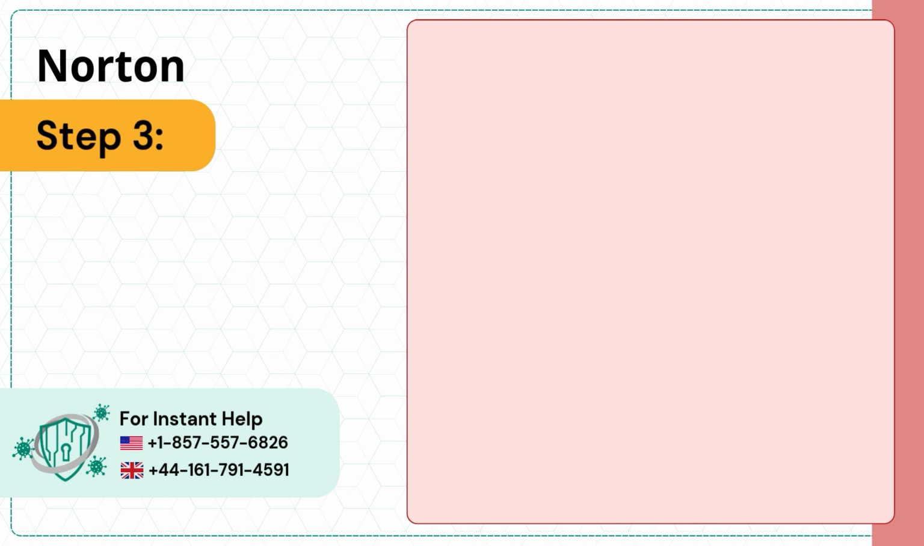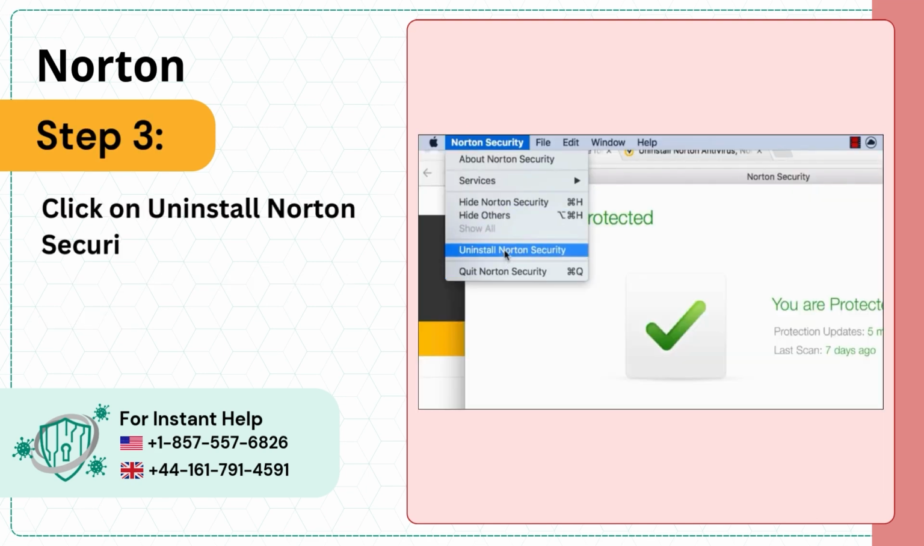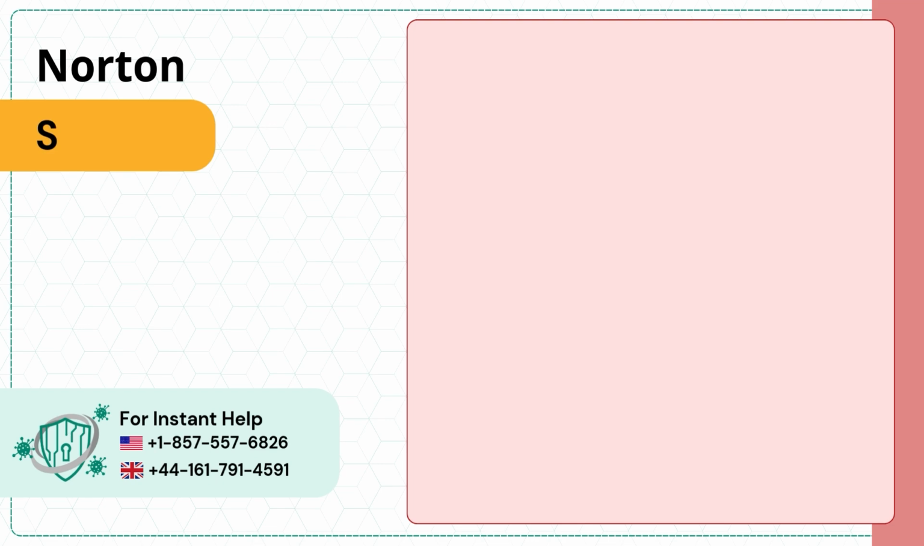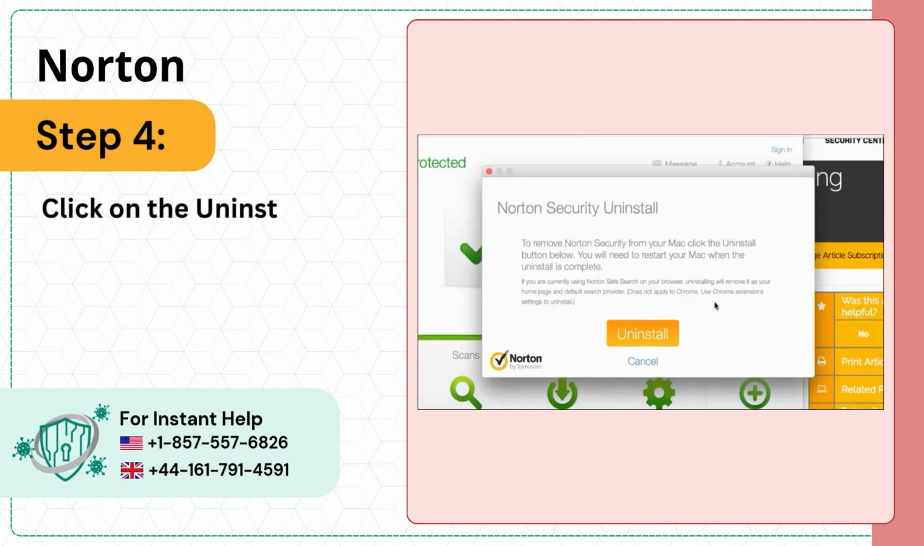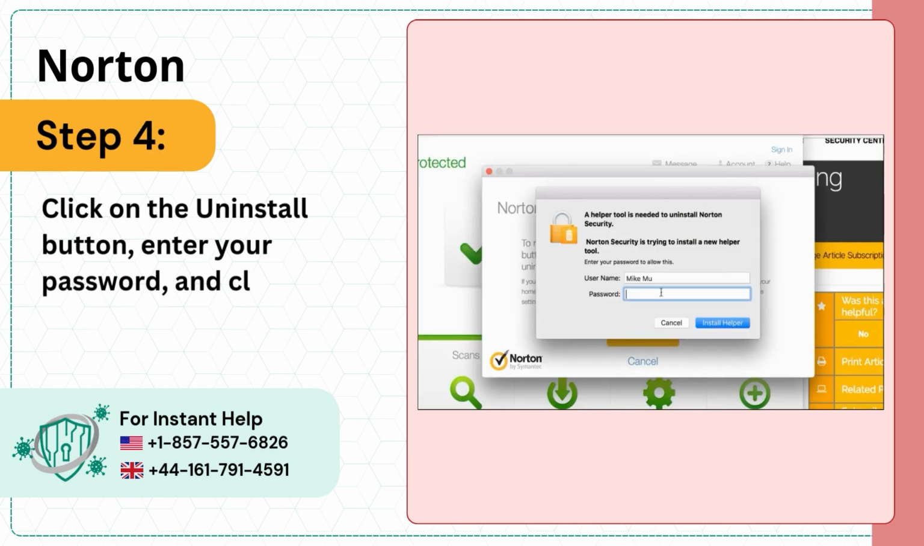Step 3. Click on Uninstall Norton Security. Step 4. Click on the Uninstall button, enter your password, and click on Install Helper.